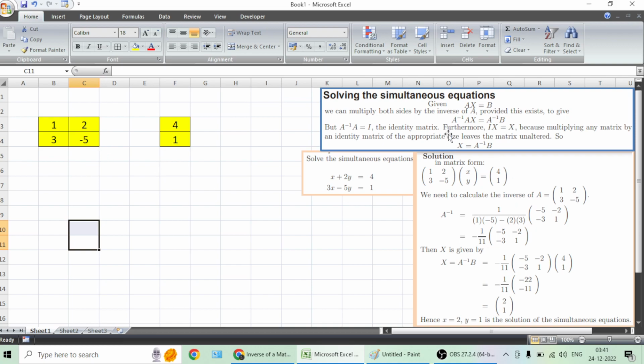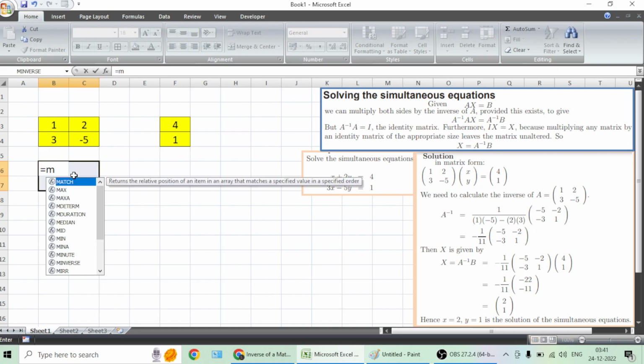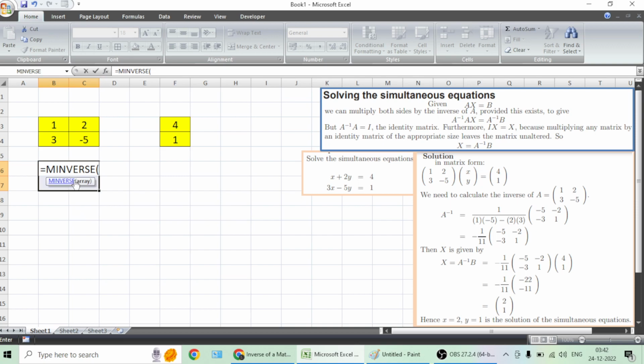Before that we need, according to the theory, the inverse of this A matrix. So what can we do? We will have the inverse computed in another 2 by 2 matrix. So we select a 2 by 2 matrix, then enter the formula equals MI, and you will see that it has already suggested many formulas, of which this one is relevant to you. You are finding the matrix inverse. MATLAB calls it by the name MINVERSE.